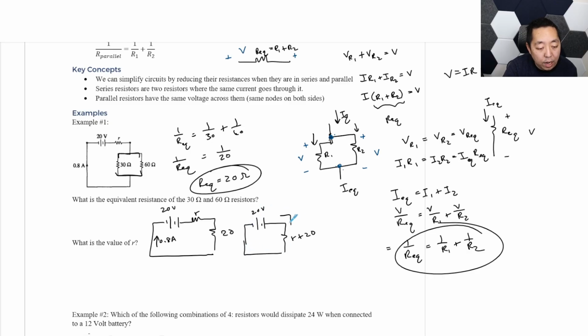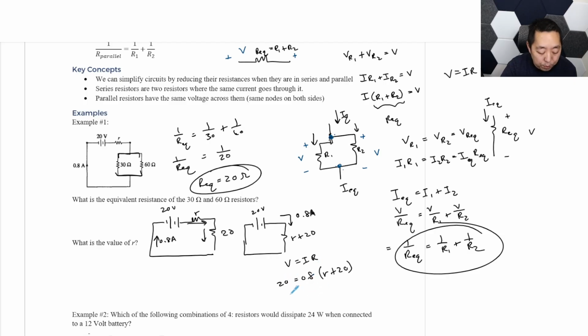And now I know how much current is flowing, and I know the voltage, right? So I can use V equals IR, and the V is 20, 0.8, and the R is R plus 20, because these two are in series. Why are they in series? Because they have the same current going through them.